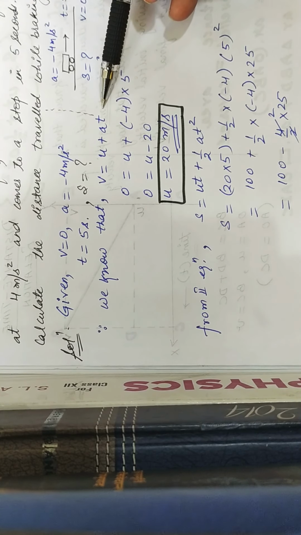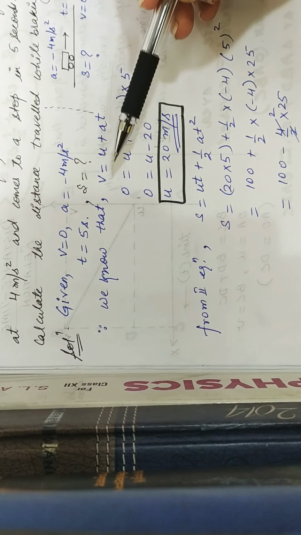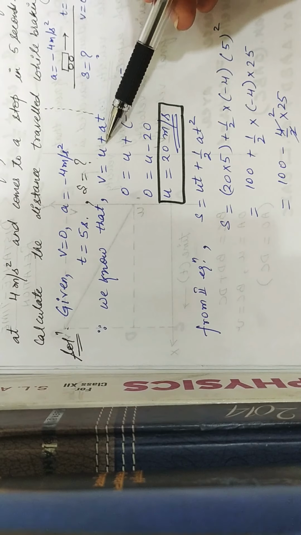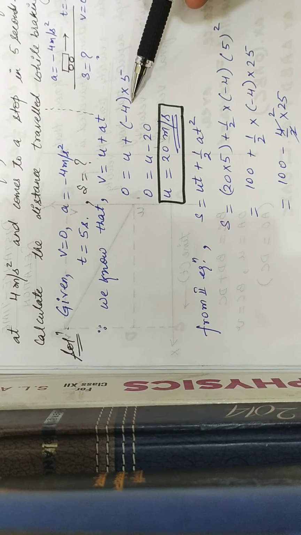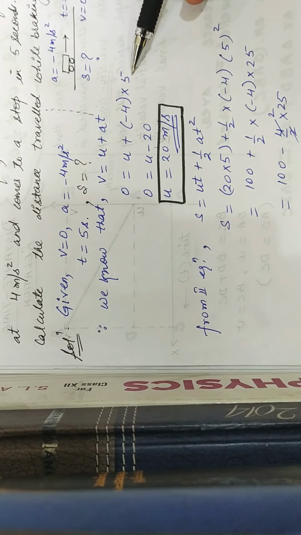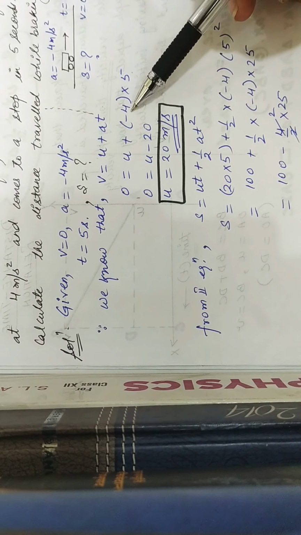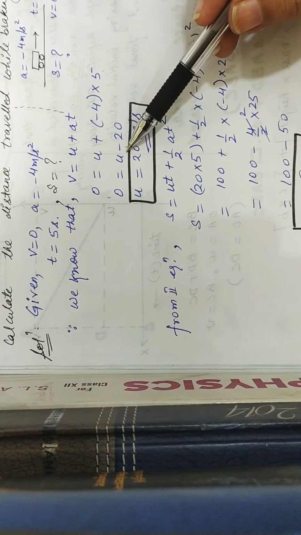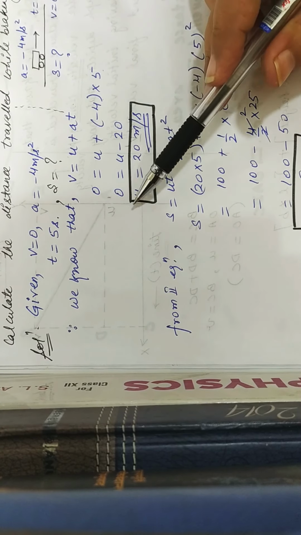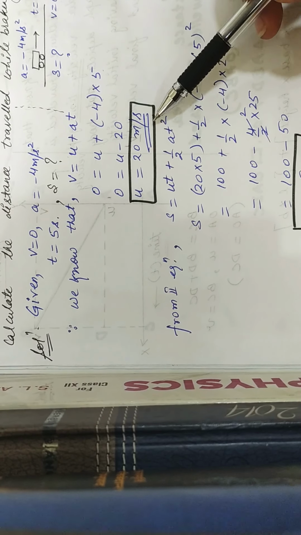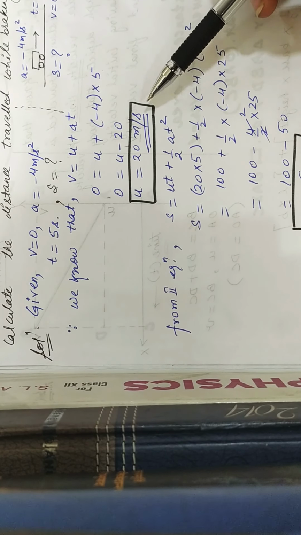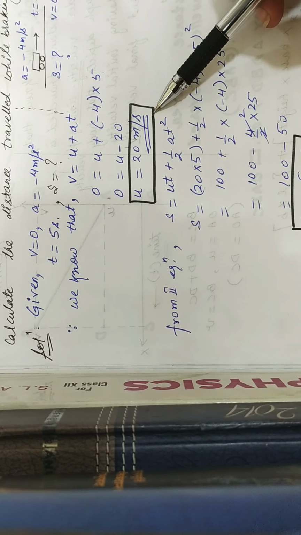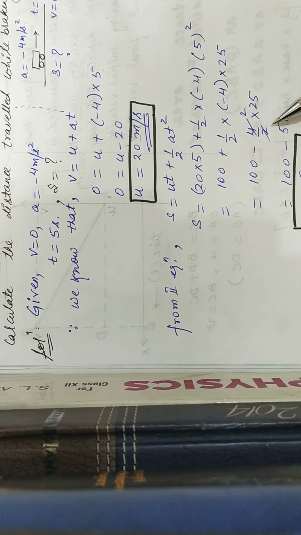Applying the first equation, that is v is equal to u plus at. Putting v as 0, u we need to find, a is minus 4 and time is 5. So, 0 is equal to u plus 5 times minus 4, that is minus 20. So, 0 comes out to be u minus 20. Taking u to that side, u comes out to be 20 meter per second.